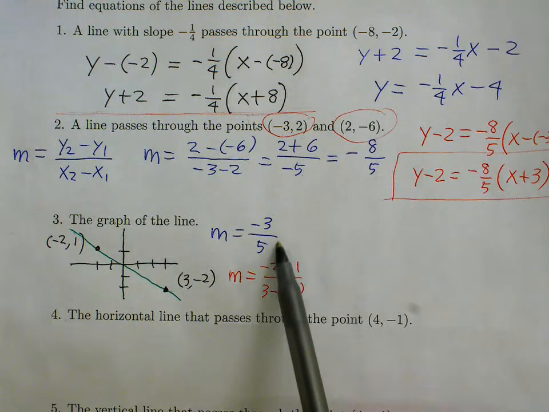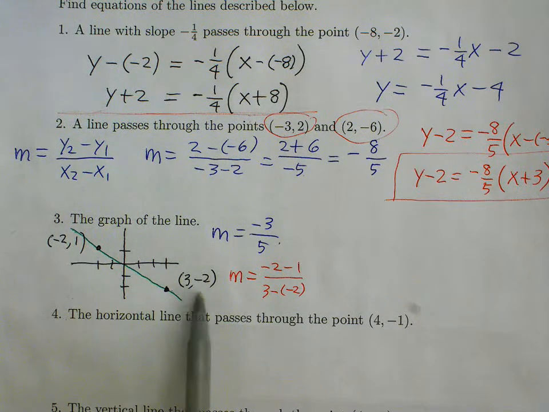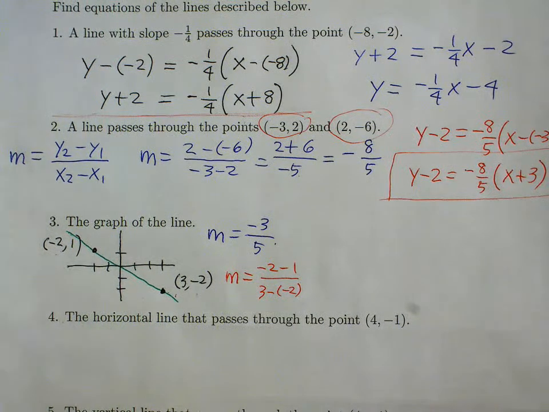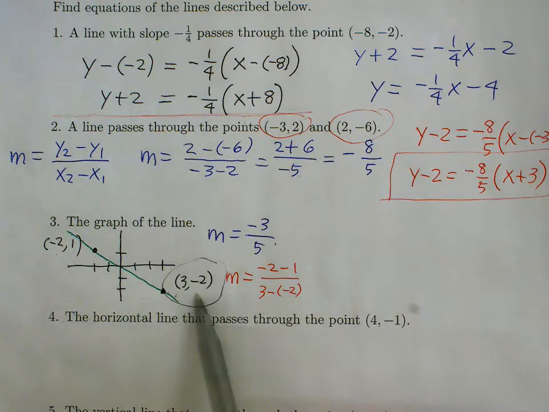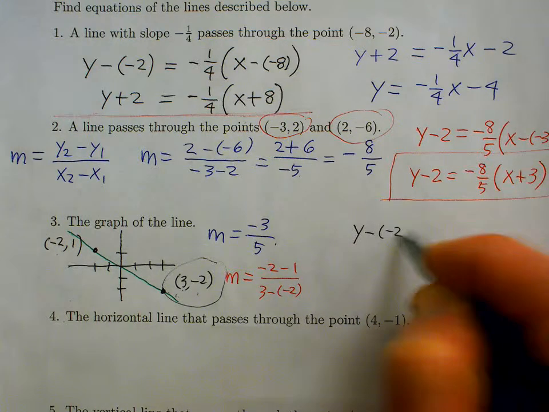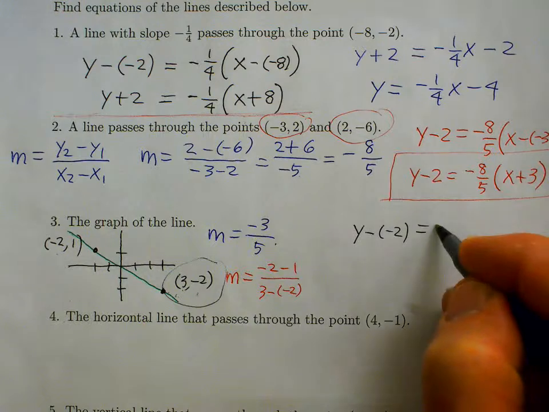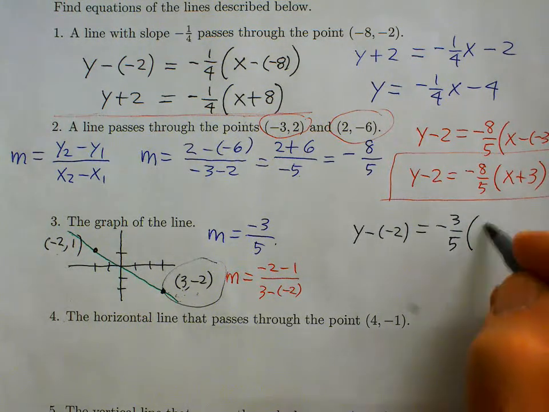So if the slope is -3/5, I can pick one or the other of the points and then write the point slope form. Okay, so I'll pick the ordered pair 3, -2. So that means my x1 is 3 and my y1 is -2. So y minus y1 is y minus -2 equals the slope -3/5 times the quantity x minus 3.